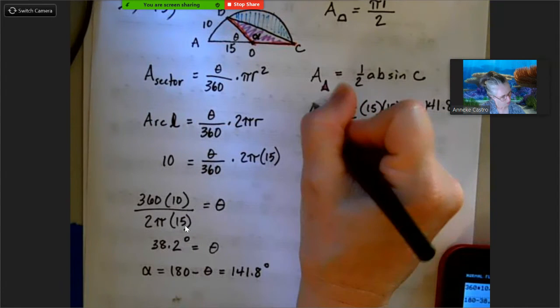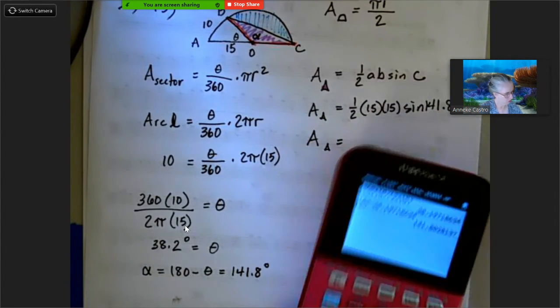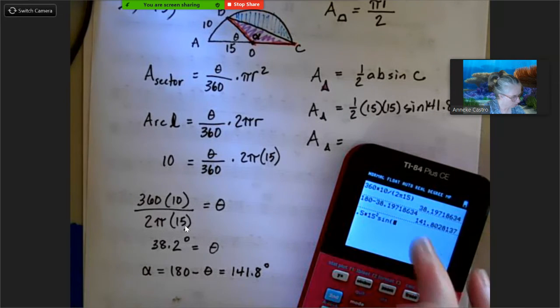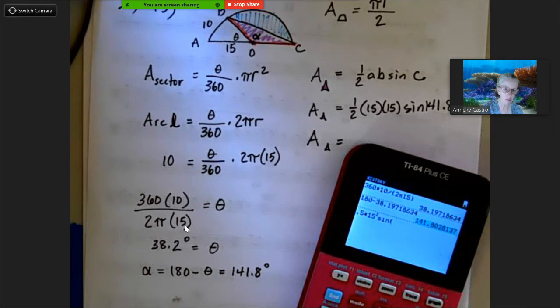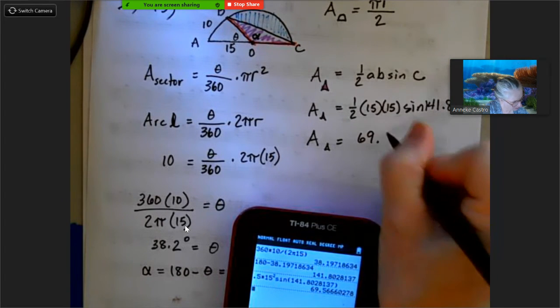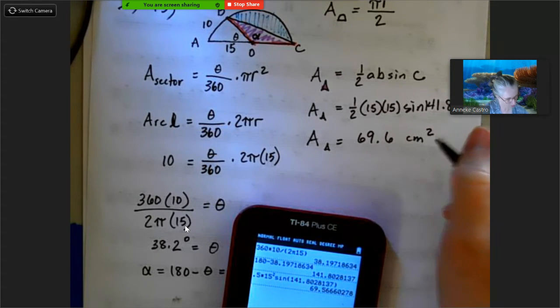So my area of that triangle is going to be equal to 0.5 times 15 squared, because 15 times 15 is 15 squared, times sine, and notice I have that 141.8 still in my calculator, so I'm going to select it, put it in, and hit enter, and I get 69.6 if I do 3 significant figures. This is area, so this is centimeters squared. So there's the triangle.